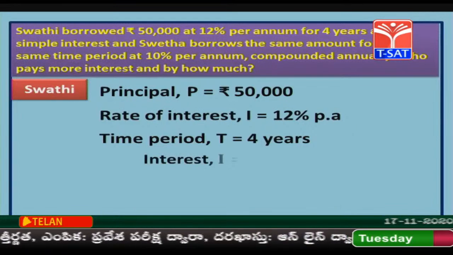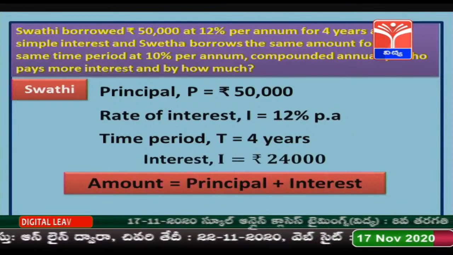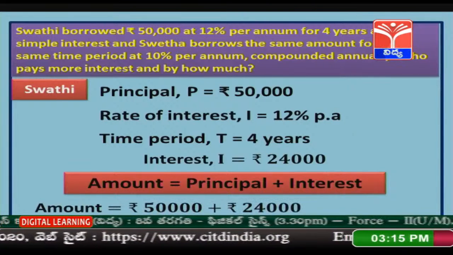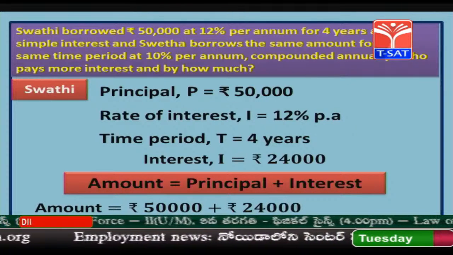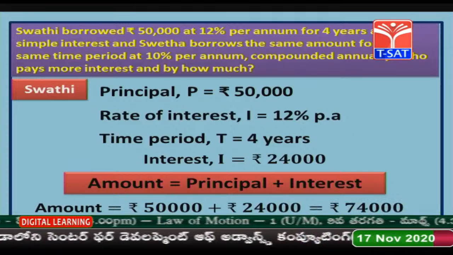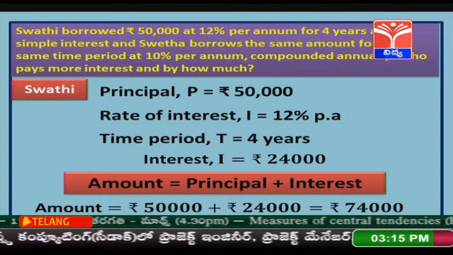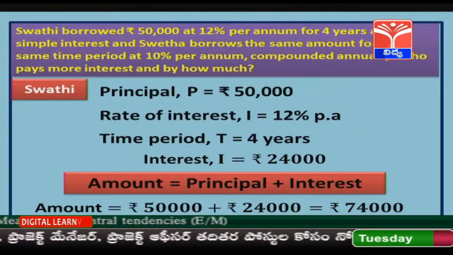Now, children, what is the formula to find the amount? Yes, amount is equal to principal plus interest. Now, substituting the values of principal and interest, that is 50,000 plus 24,000, what do you get, children? Yes, we get 74,000 rupees. Now, this is the amount Swati has to pay at the end of 4 years. Now, let us find out how much Sweta has to pay.